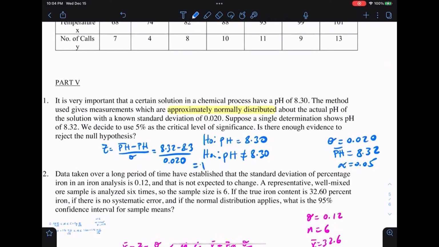So this is a two-tail test, right? With 0.05, that implies that the critical values are plus and minus 1.96, and 1 is not in the rejection area, so it's in the non-rejection area. So we fail to reject. Fail to reject is our conclusion.